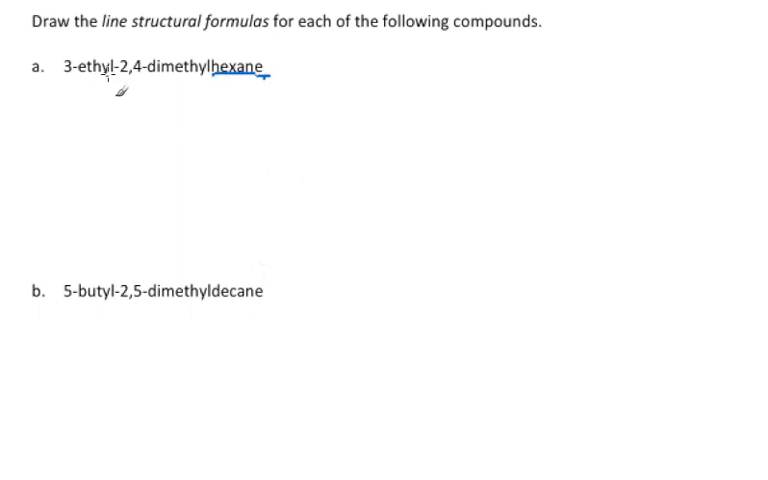When I read this, I see blah blah blah hexane, which is, oops, beautiful color there. 1, 2, 3, 4, 5, 6. On the third carbon, put an ethyl group. And on the second and fourth carbons, put methyl groups. Some of these should be above the line, but I don't have space, so I'm cheating. All right, so that takes care of all of our branches.